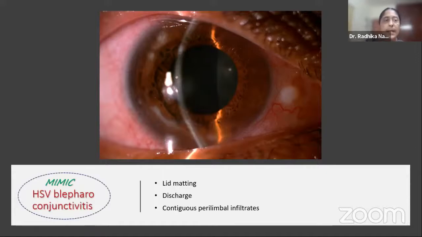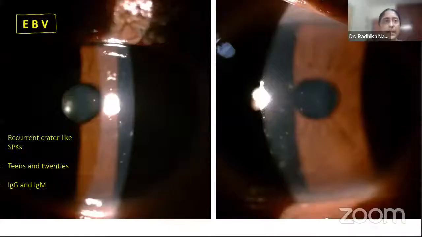So this is HSV blepharoconjunctivitis. This is a primary form of HSV, which is contagious, as opposed to the reactivation of dendrites, which happens from the ganglion. And this is usually seen in the younger age group. So why should we distinguish this from staph marginal ulcer? Because over there, steroid is the treatment. But over here, if we give topical steroid, we can actually aggravate the HSV into proliferation. So here the treatment is with topical or systemic antiviral agents.